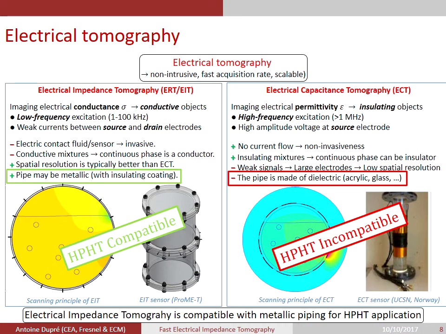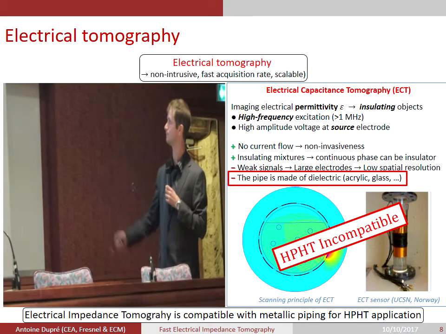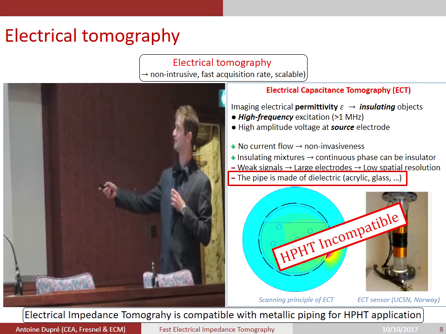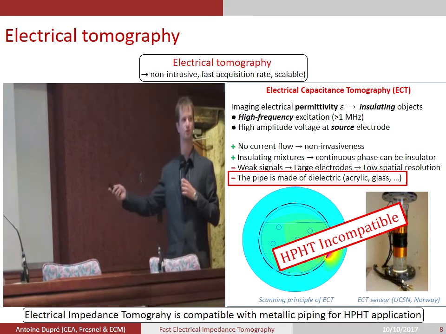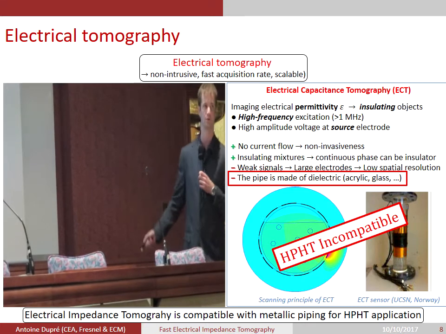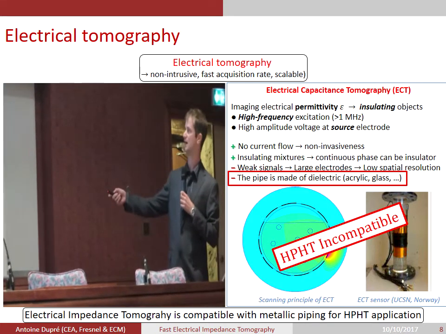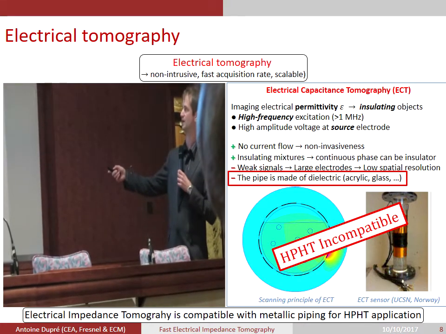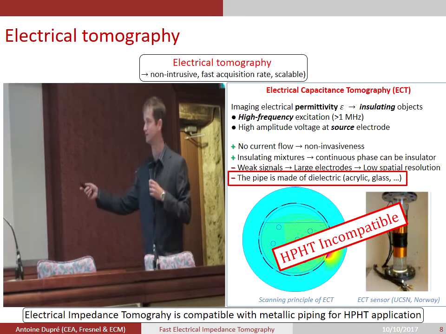In capacitance tomography, we aim at imaging the electrical permittivity of insulating objects, which is the capability of a material to polarize under the influence of an electrical field. So we use high frequency excitations, which are usually high amplitude voltages on one source electrode. Because we have no current flow, the sensor is truly non-invasive, and we can locate the electrodes on the outer surface of the pipe. We are imaging insulating mixtures, which means there are applications, notably in the oil industry, which are not possible with impedance tomography. However, the signals are weaker, and therefore we use larger electrodes, which degrades the spatial resolution in the end.